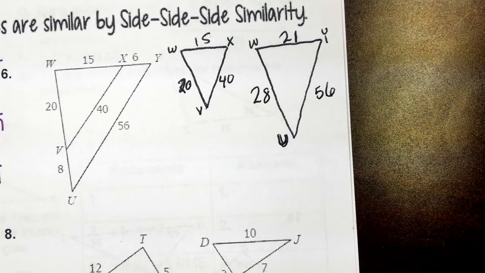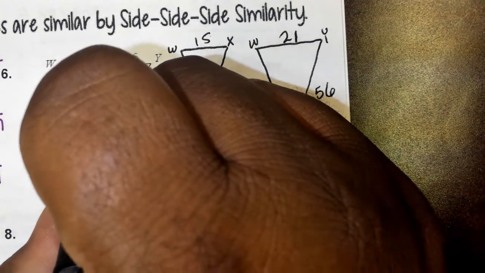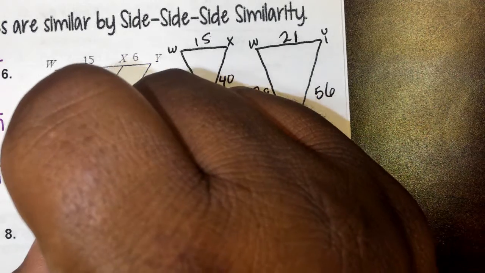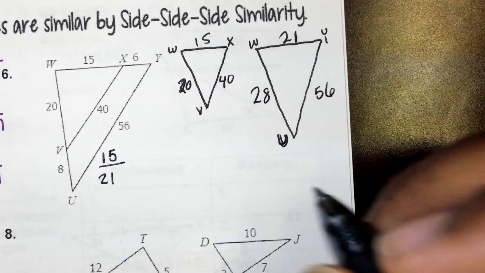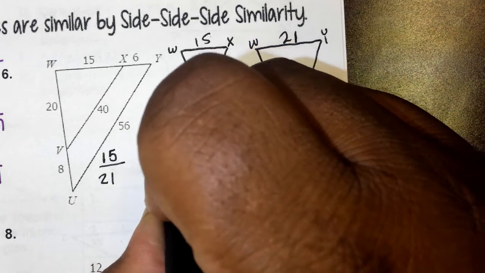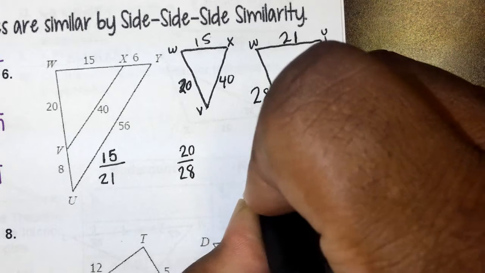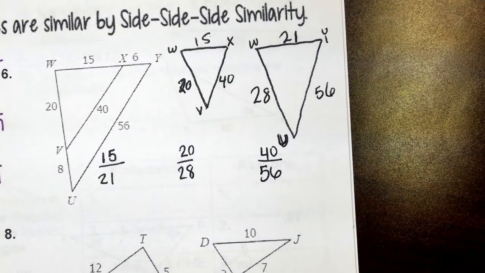And then after that, you can write your ratios for me. Smallest to largest. 15 over 21. Then 20 over 28. And then the last one will be 40 over 50. And then you need to check and see if they all the same thing.